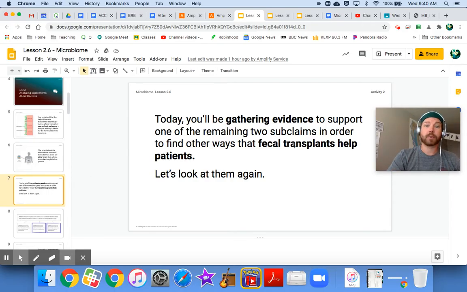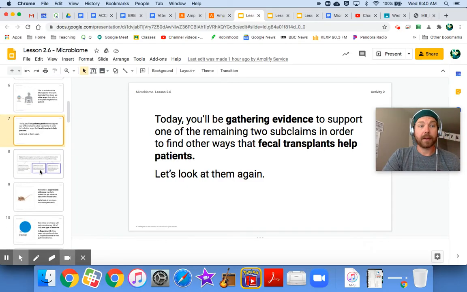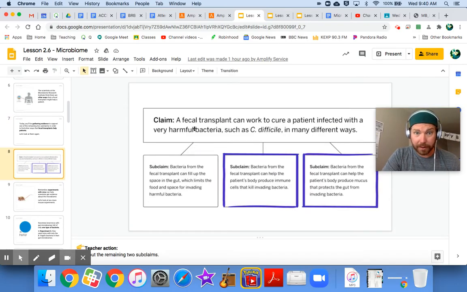Today, you'll be gathering evidence to support one of the remaining 2 subclaims. I have a whole bunch of evidence cards. You may have seen those attached to your lesson as a PDF. So let's take a look at what those other claims were. Our claim was a fecal transplant can work to cure a patient infected with very harmful bacteria, such as C. difficile, in many ways. The one that we already argued for was right here. But here are these other ones. Bacteria from the fecal transplant can help the patient's body produce immune cells that kill invading bacteria. Interesting. And here's our other subclaim. Bacteria from the fecal transplant can help the patient's body produce mucus that protects the gut from invading bacteria. So these are also benefits of a fecal transplant.